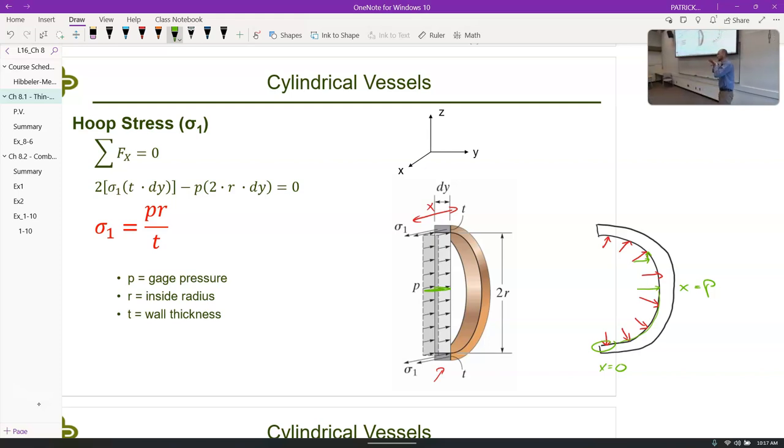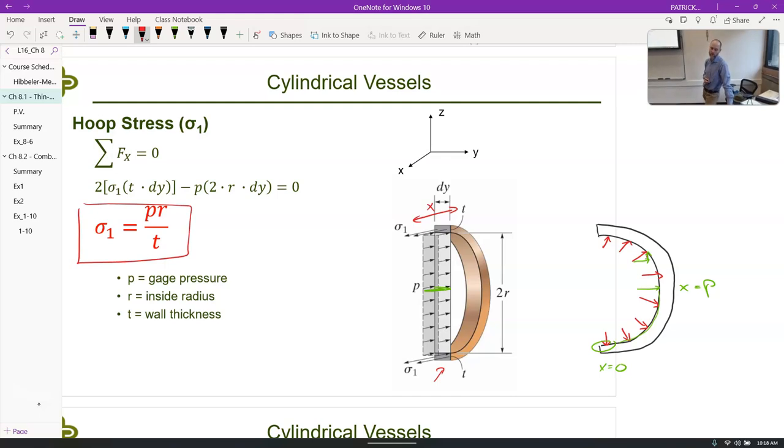The pressure wants to push out on the vessel in all directions, and the only way that can be counterbalanced is if the stresses developed in that tube point in counter, so the direction of that sigma 1 stress is going to be opposite. That's just fundamental theory. So we've got the sum of forces in the x direction equal to zero. Once we simplify that equation, it boils down to one expression: sigma 1 is equal to the pressure times the radius over the thickness of the wall.